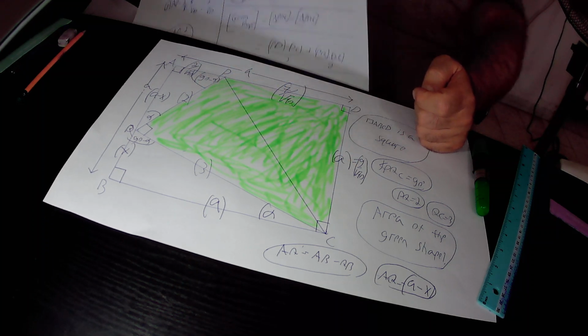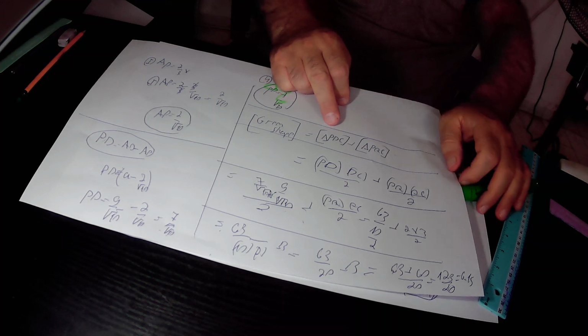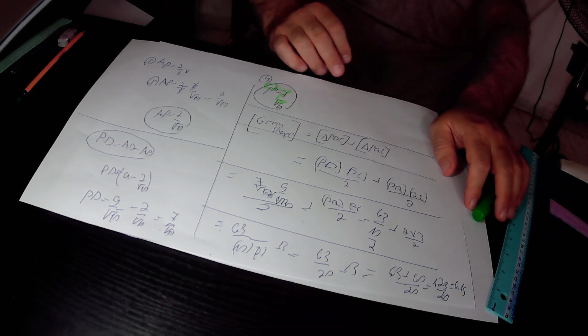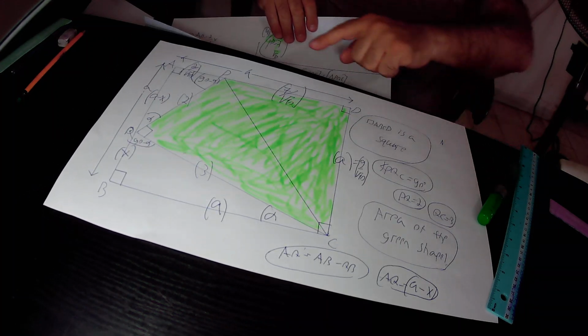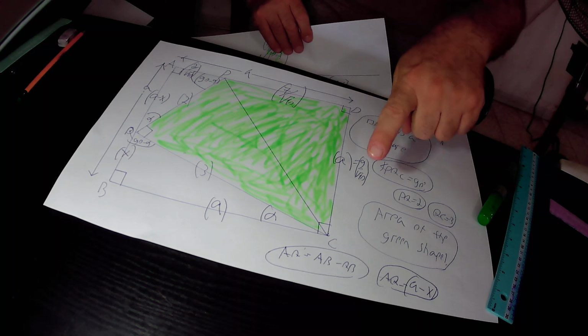Repeat again. In total we found out that the area of the green shape equals the area of the right green triangle PDC plus the area of the right green triangle PQC. What is the area of the right triangle PDC? The area of the right triangle PDC equals the base of the triangle, that is PD, times the height, that is DC, over 2.